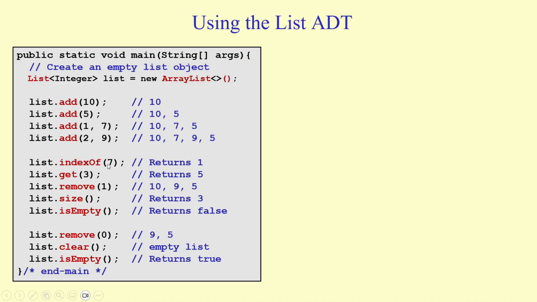Get me the element at position 3. So 0, 1, 2, 3. That would be 5. Remove the element at position 1. So if you remove 7, the list becomes 10, 9, and 5. What is the size of the list at this point? It is 3. Is it empty?